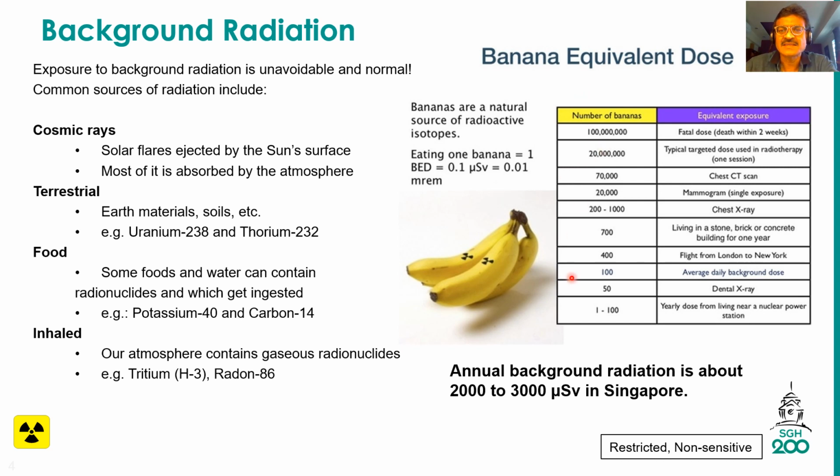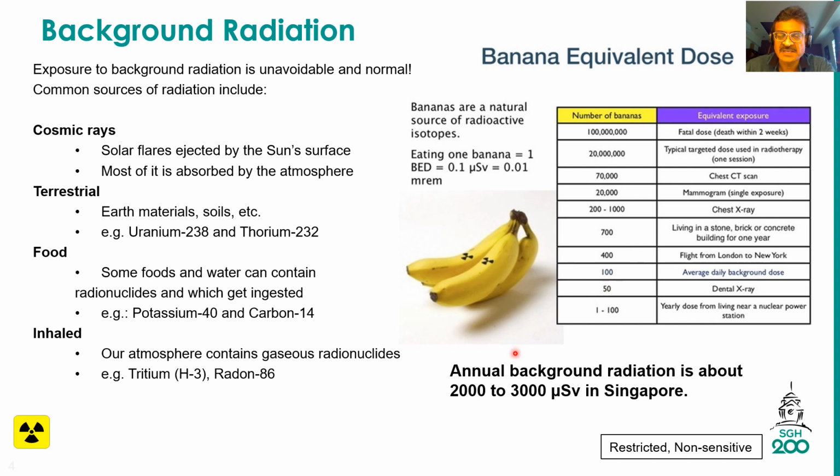This is a little table which actually talks about how many bananas are equivalent to a fatal dose, death within 2 weeks, of about 100 million bananas. So for example, if you go down the list here, eating 700 bananas is equal in radiation to living in a stone, brick or concrete building for 1 year. So that's the kind of radiation that we receive from the building materials, and that's equivalent to eating 700 bananas or so, right?